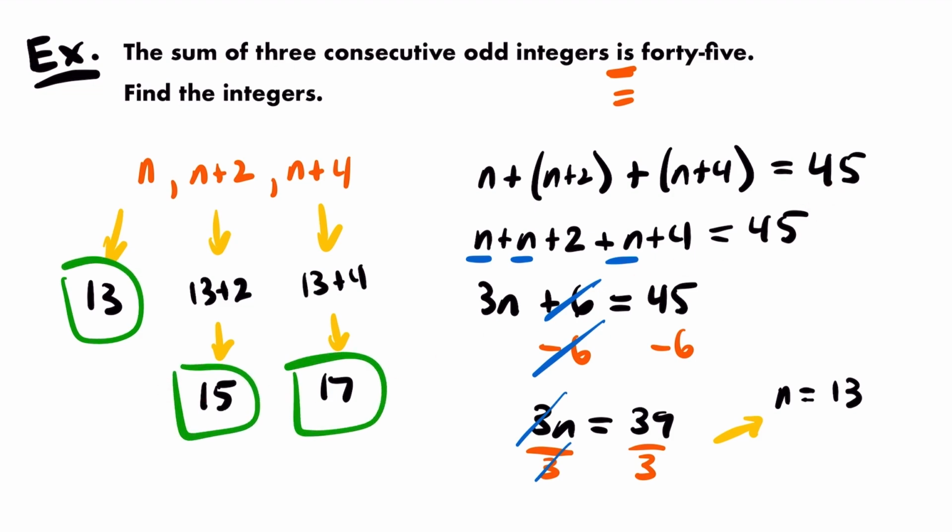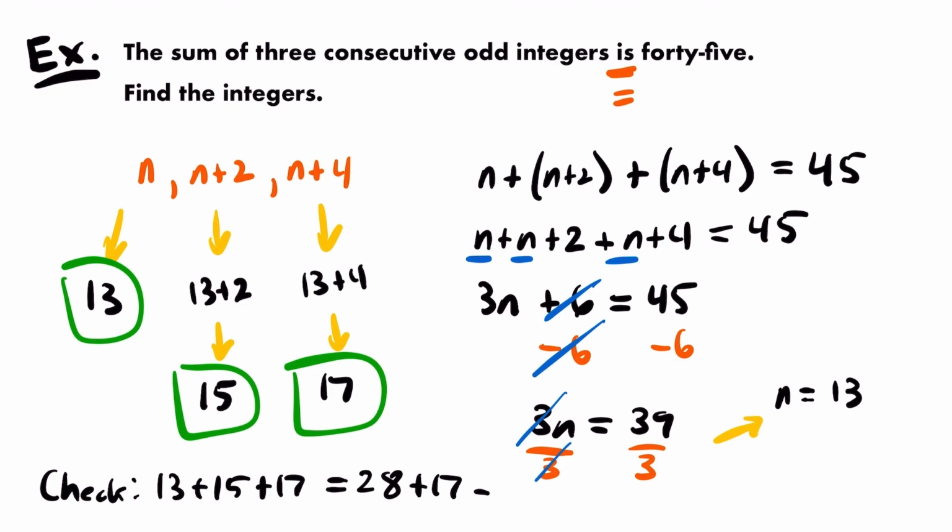And you could check that if you wanted to. Let's see if 13 plus 15 plus 17 really is 45, like it should be. If you add 13 and 15, you get 28. So this is equal to 28 plus 17, and 28 plus 17 will give you 45. So that does check out. Our answer is correct. 13, 15, 17 are the three consecutive odd integers whose sum is 45.